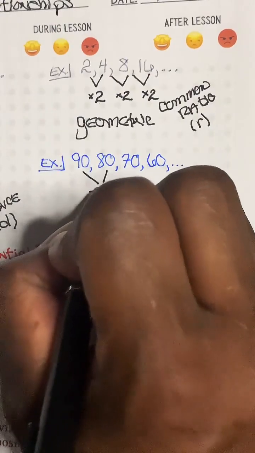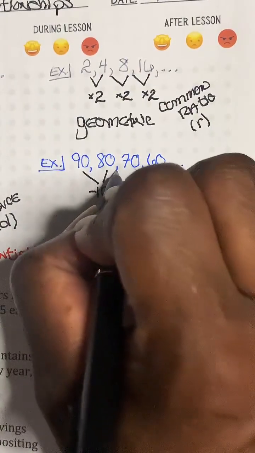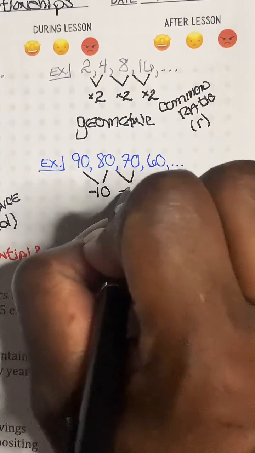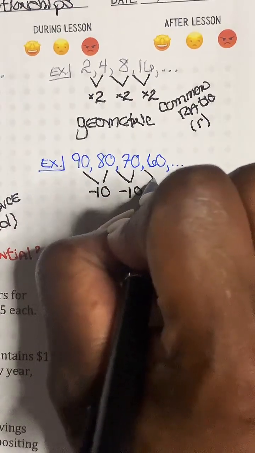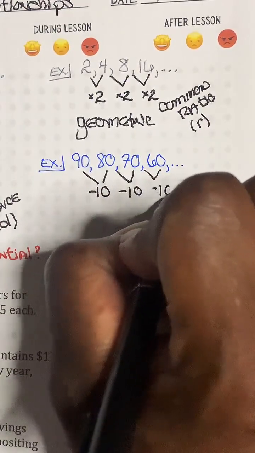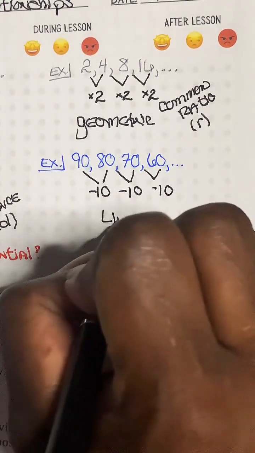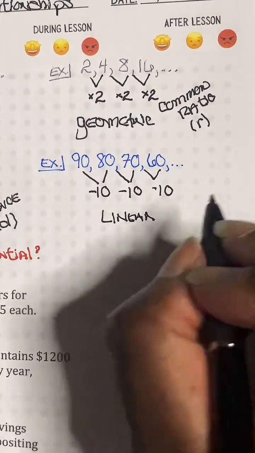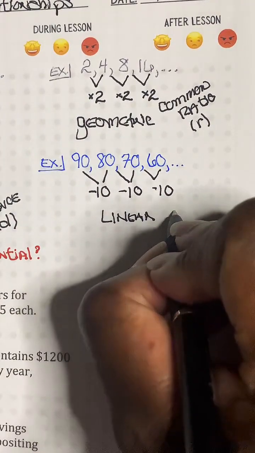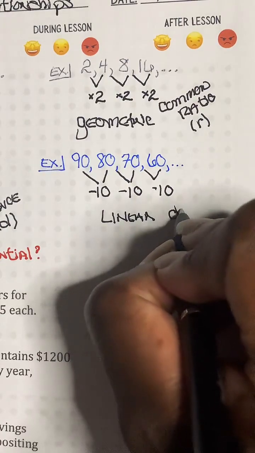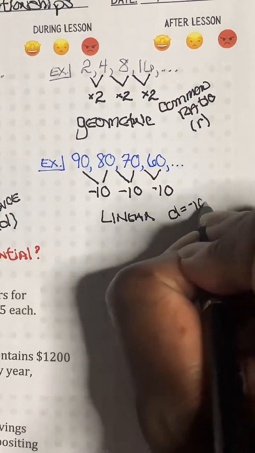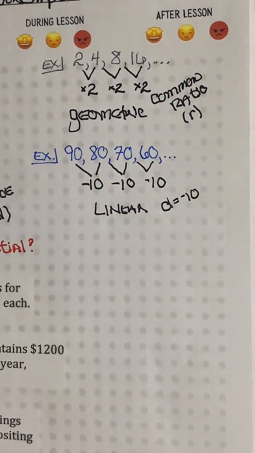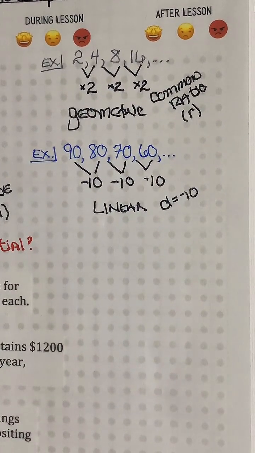It is decreasing at a constant rate of -10. So that means this is linear, and we have our common difference. Our common difference is -10.